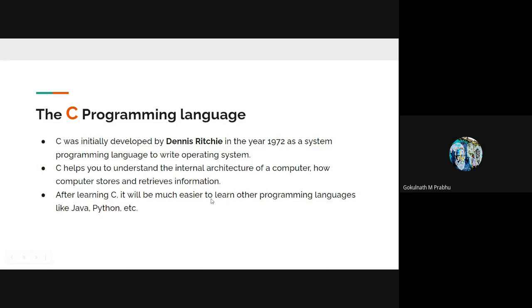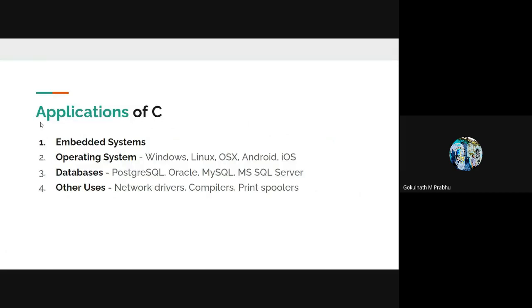Let's go on to the applications of the C language. Applications of C include embedded systems. What do you mean by embedded system? Some of you might have heard about Arduino or Raspberry Pi or things like that. Some kind of a mini processor. For programming those kinds of microprocessors, we can use the C language.